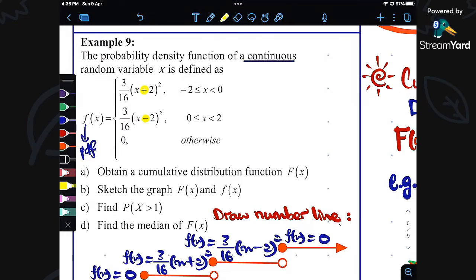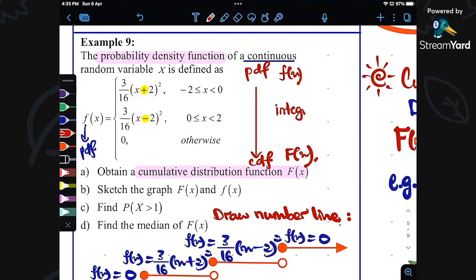Now let's do the first question here. Obtain a cumulative distribution function. This question is asking us to change this probability density function, which is PDF, into CDF. So it means that from the small letter f, we have to find the big letter F. How do we do that? It is by integration. We will always involve integration if PDF is going to CDF.